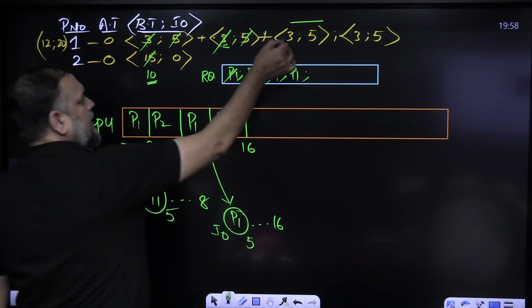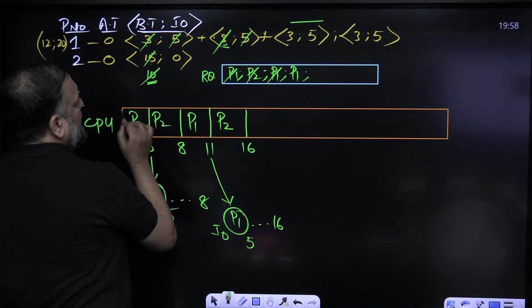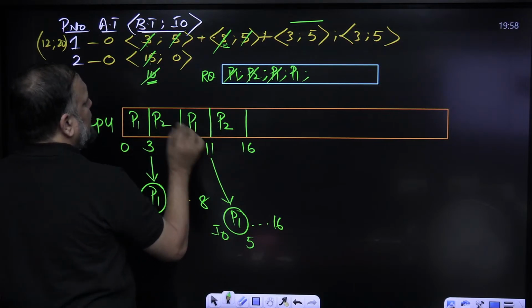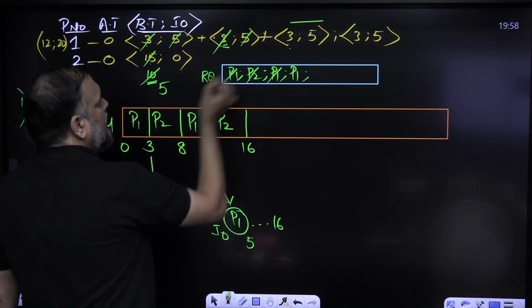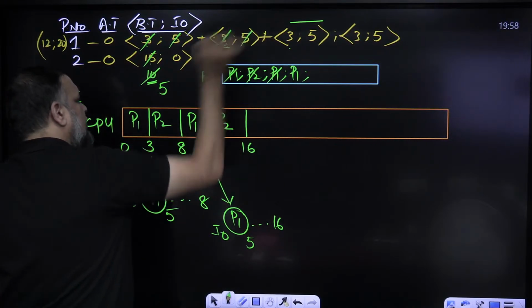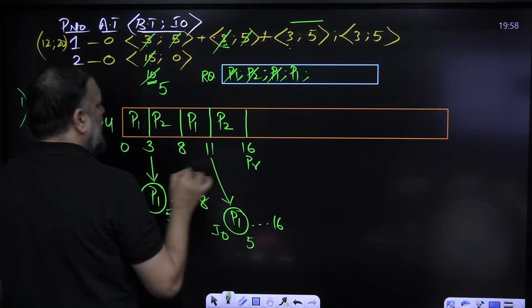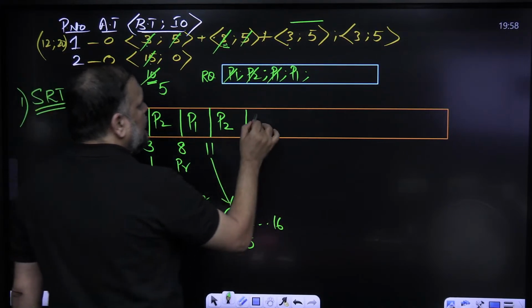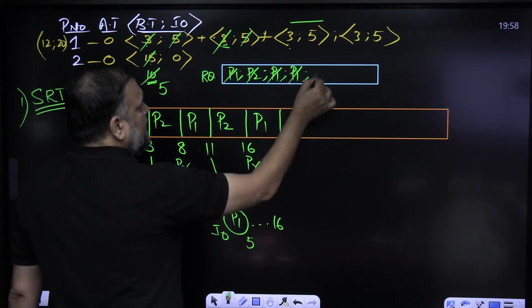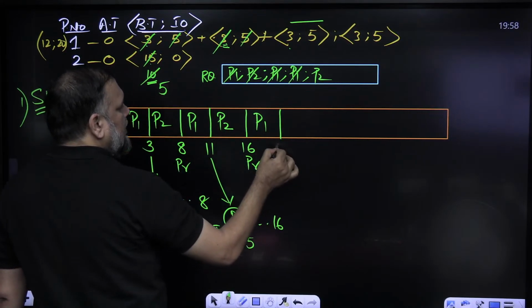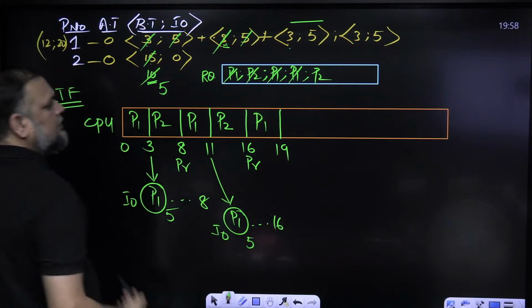So again it will compete with 3, and what is the balance of P2 here? P2 has run twice, 5 plus 5. So balance is 5 units. So we are going to compare 3 and 5. 3 is smaller. So here again preemption will happen. This was preemption of P2. So P1 will take the charge, and P2 gets preempted back to the queue. And it will run again for 3 units, until 19.